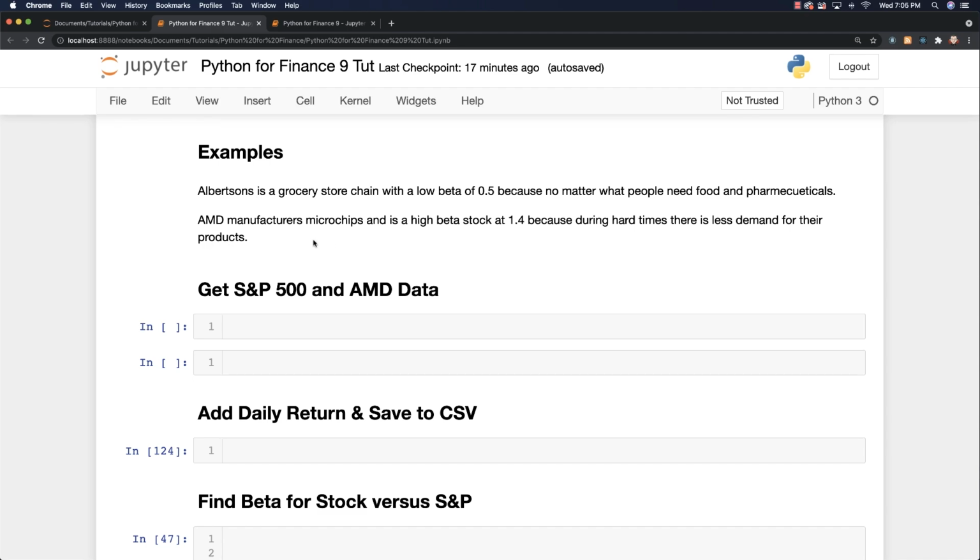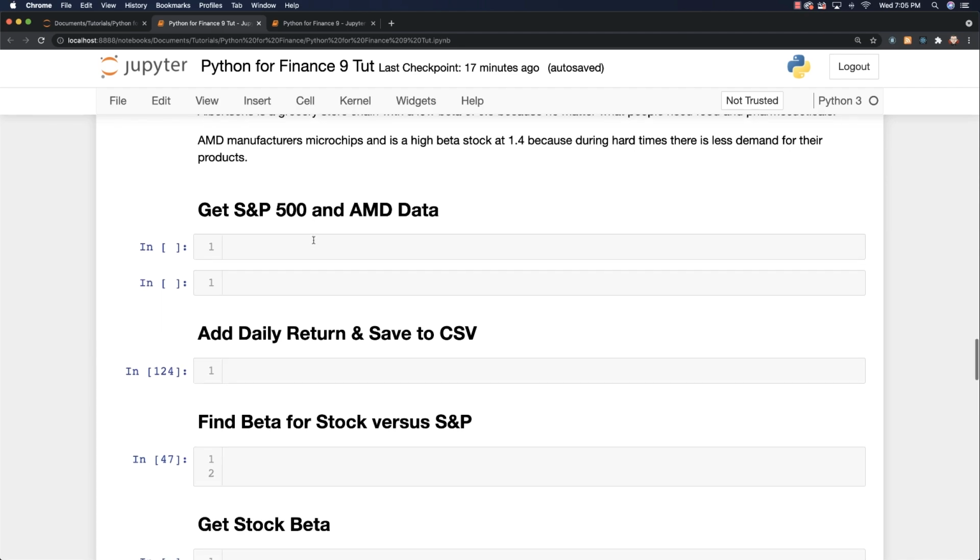AMD, however, manufactures microchips, and it is considered a higher beta stock of 1.4. And this is because during hard times, there's less demand for their products.